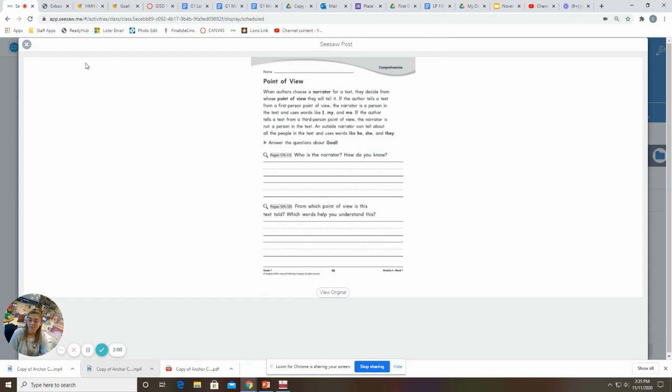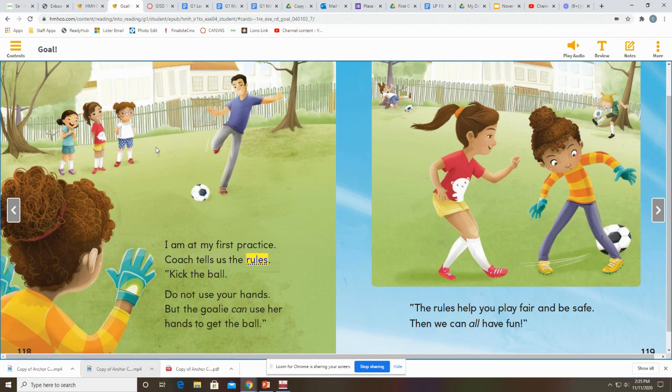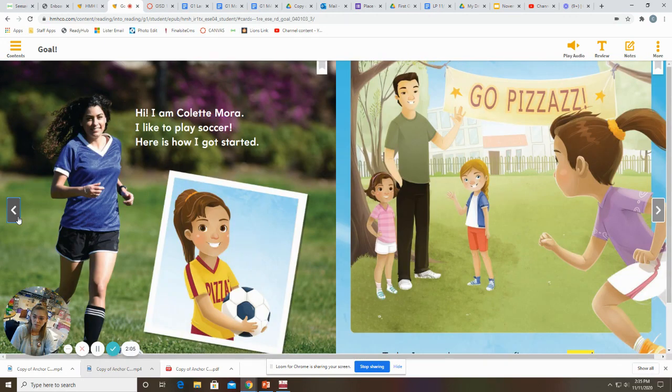All right. Remember, the character's name is Colette. So if we go back to the beginning, it tells us on the first page, hi, I'm Colette Mora. I like to play soccer. Here's how I got started. So Colette is the one telling us her story.